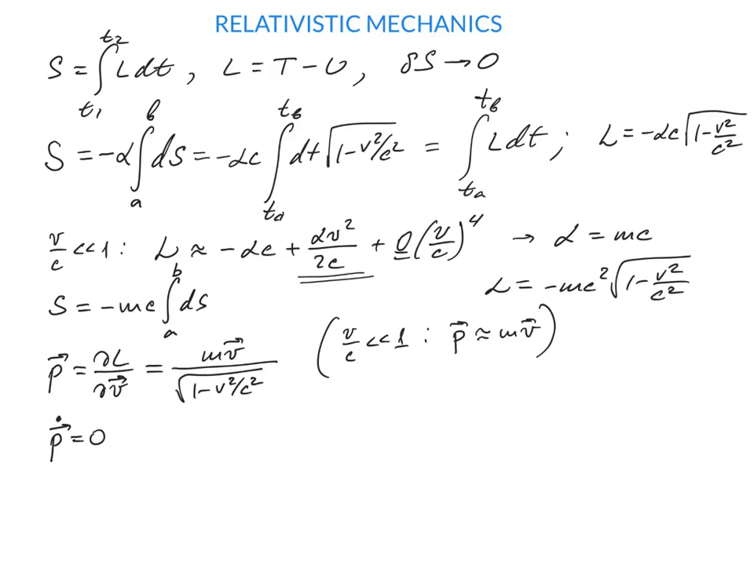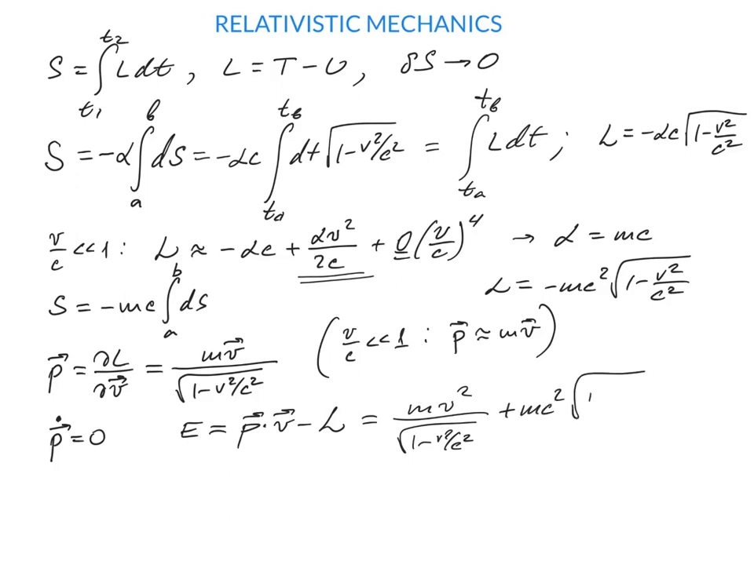Now, the energy of the particle, again, using the standard prescription, we take P dot V minus L. That becomes, so P dot V becomes mv squared, so mv squared divided by the square root. And here we have plus mc squared times the square root. So putting this together, we find mc squared divided by the square root, and that's the energy.